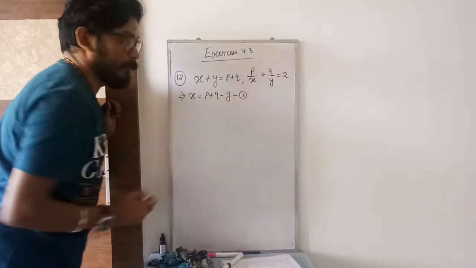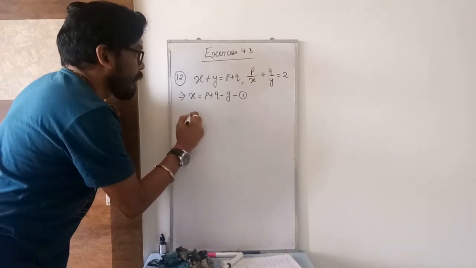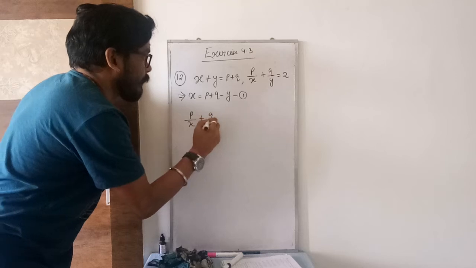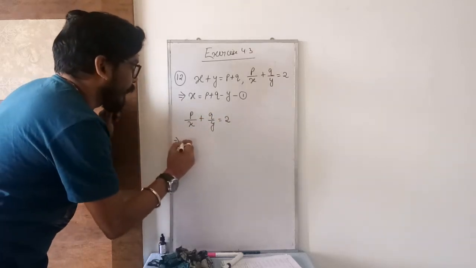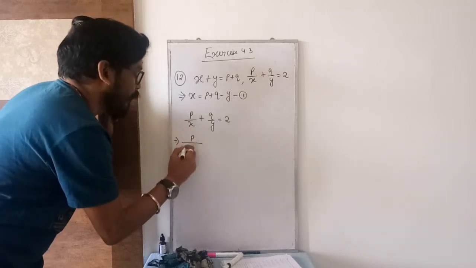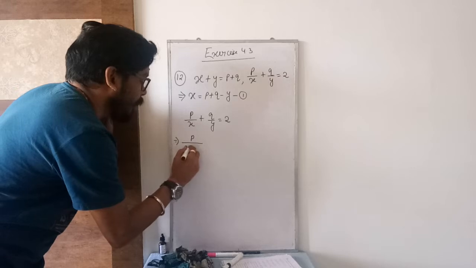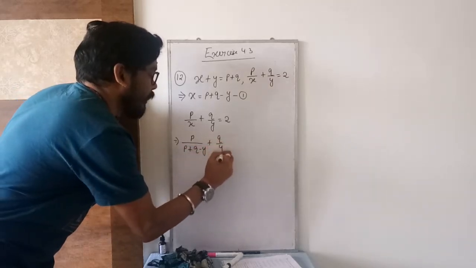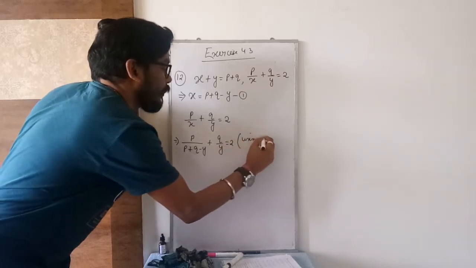Call this equation 1. Now I will write the second equation. Second equation is p by x plus q by y equal to 2. I will put the value of x from equation 1. It is p by (p plus q minus y) plus q by y equal to 2. Here you have to mention the equation.